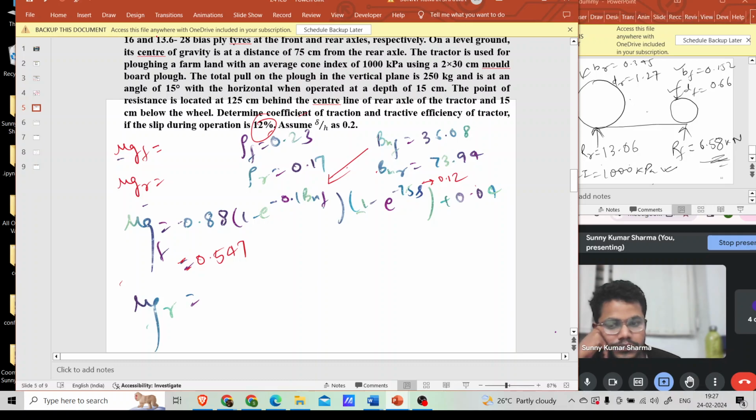Mu g rear is 0.556, sir. 0.556. I got it as 0.52. I don't know which one is correct. Okay, we will take your answer 0.56. Mu front is 0.547 or 0.55 and mu r is 0.56.